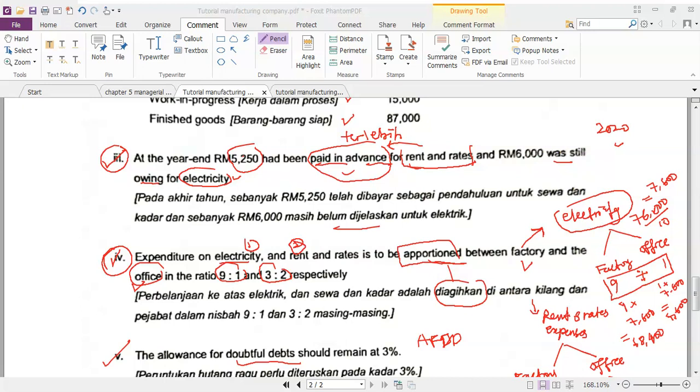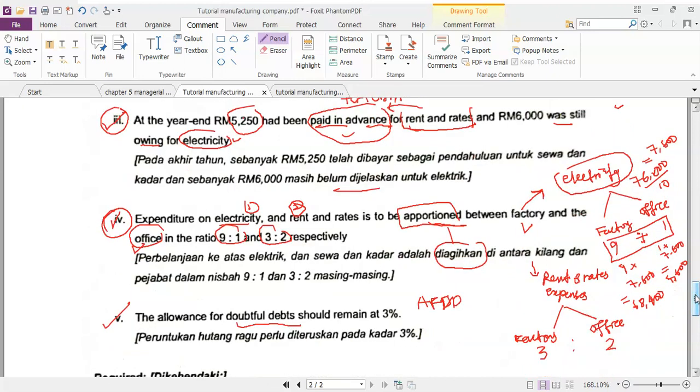Okay. So, faham tak macam mana kita nak agihkan antara electricity itu punya cost ataupun expenses, kita nak agihkan kepada berapa factory dapat, berapa office dapat. Boleh faham tak? Boleh senang kan? Okay. Bagus.